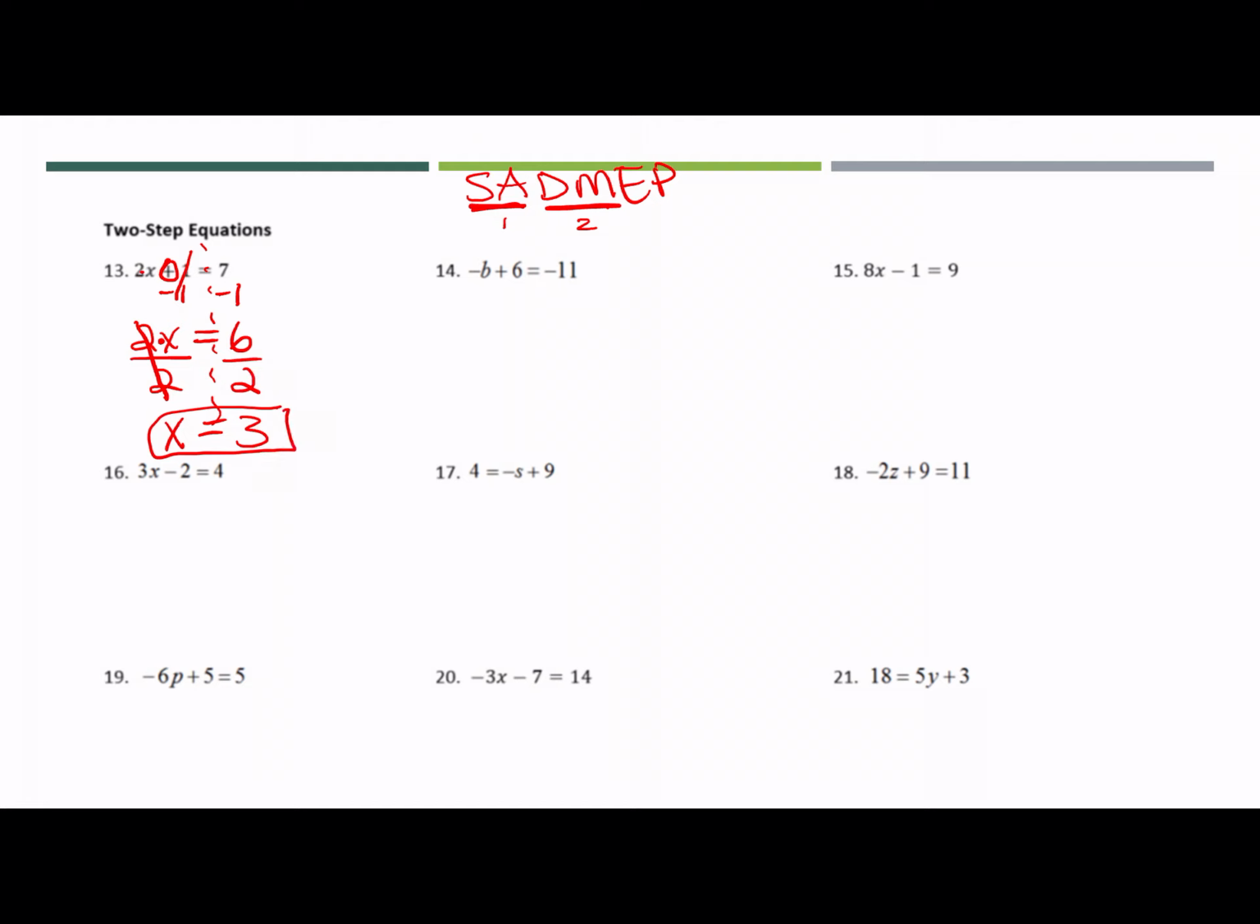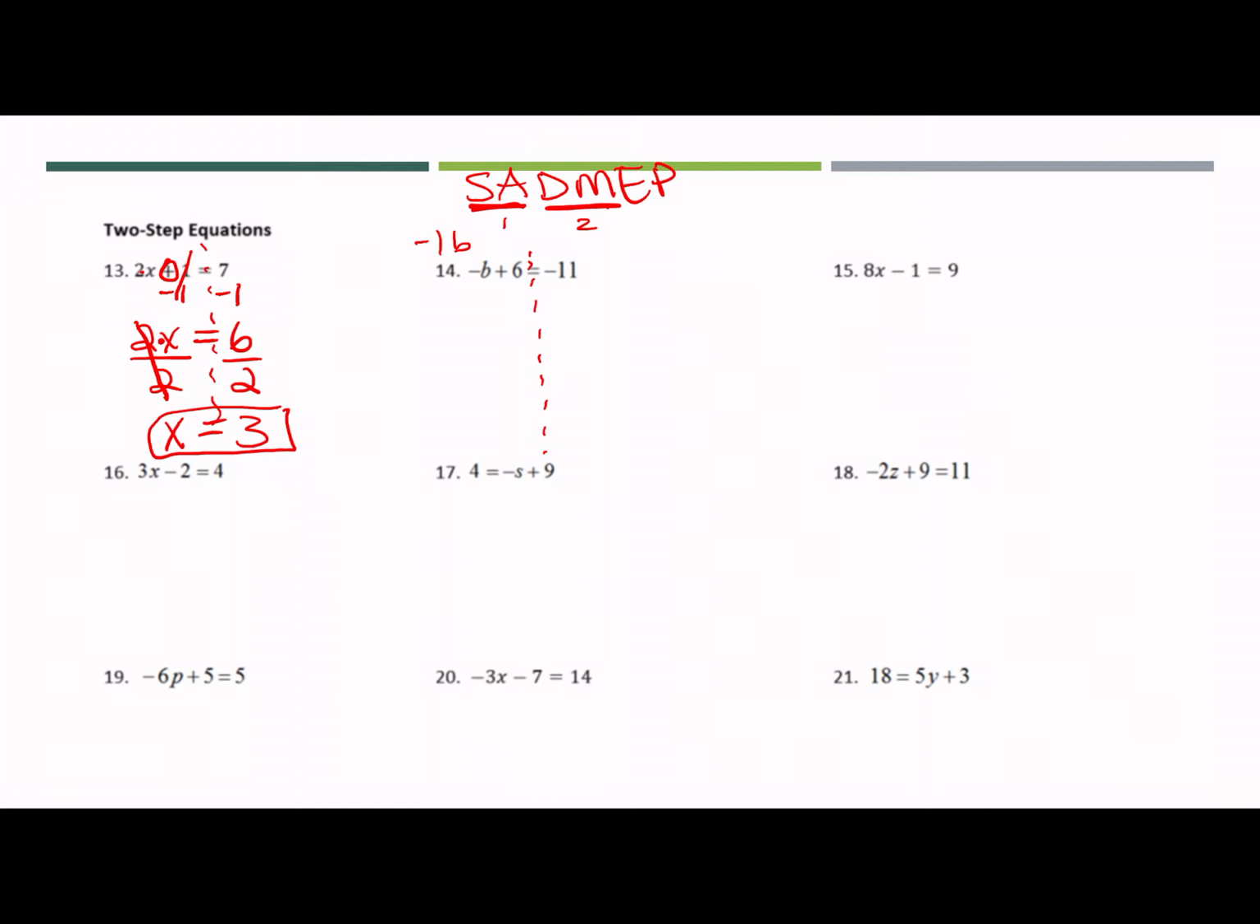Let's try 14. Draw my line down the center. So again, I have negative b. Well, let's think about what negative b is. Really, you can think of it like, if there's no number or no coefficient in front of a variable, you can think of it as being a 1, right? So this is really kind of like negative 1b here. So I have negative 1b plus 6, right, equals negative 11.